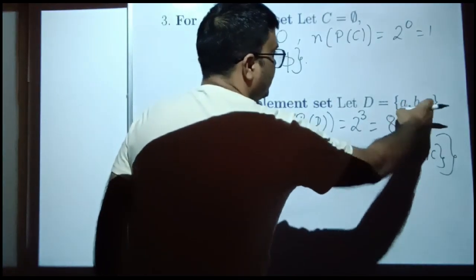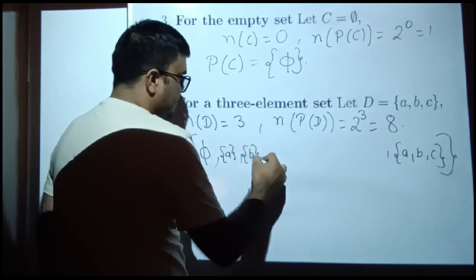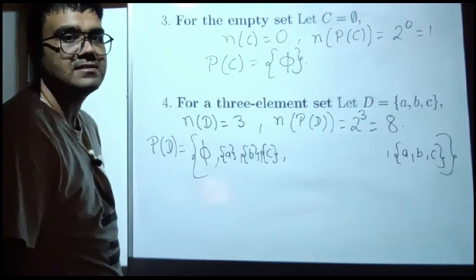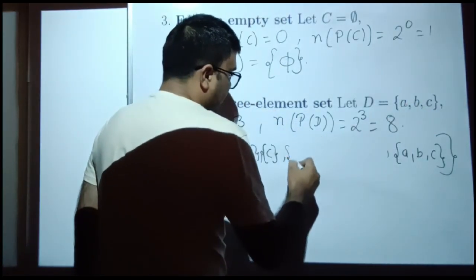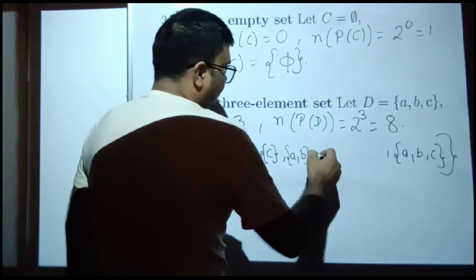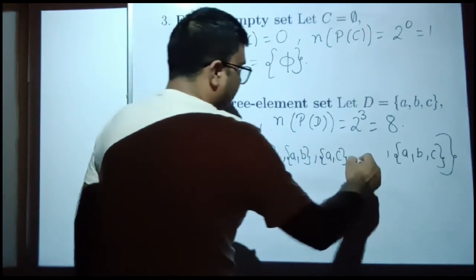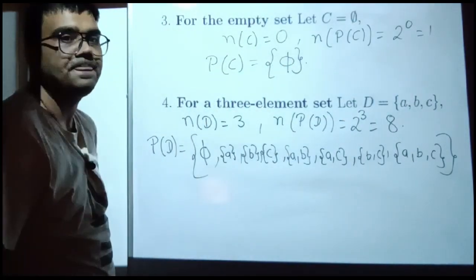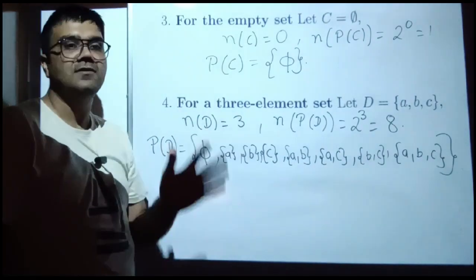What are the elements here? A, B, C. If I write the set A, it is a subset of this set. If I write set B, it is a subset of this set. If I write the set having element C, it is a subset of this set. Now, if I write the set having elements A, B, it is a subset of this set. If I write the set having elements A, C, it is a subset of this set. If I write the set having elements B, C, it is a subset of this set. So how are we writing? We are writing that the empty set is a subset of this set.